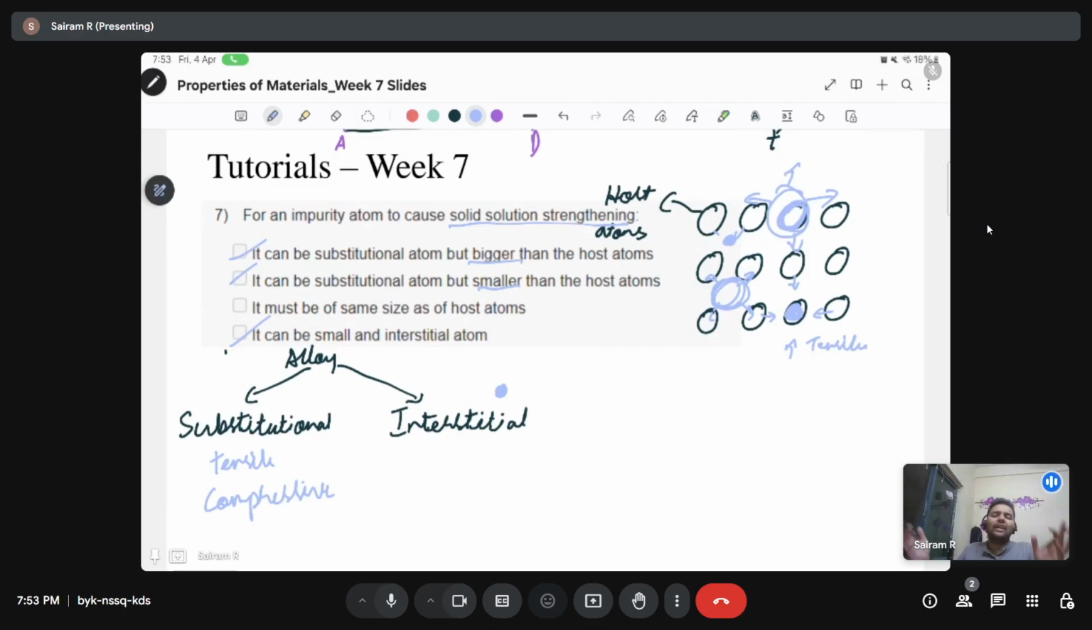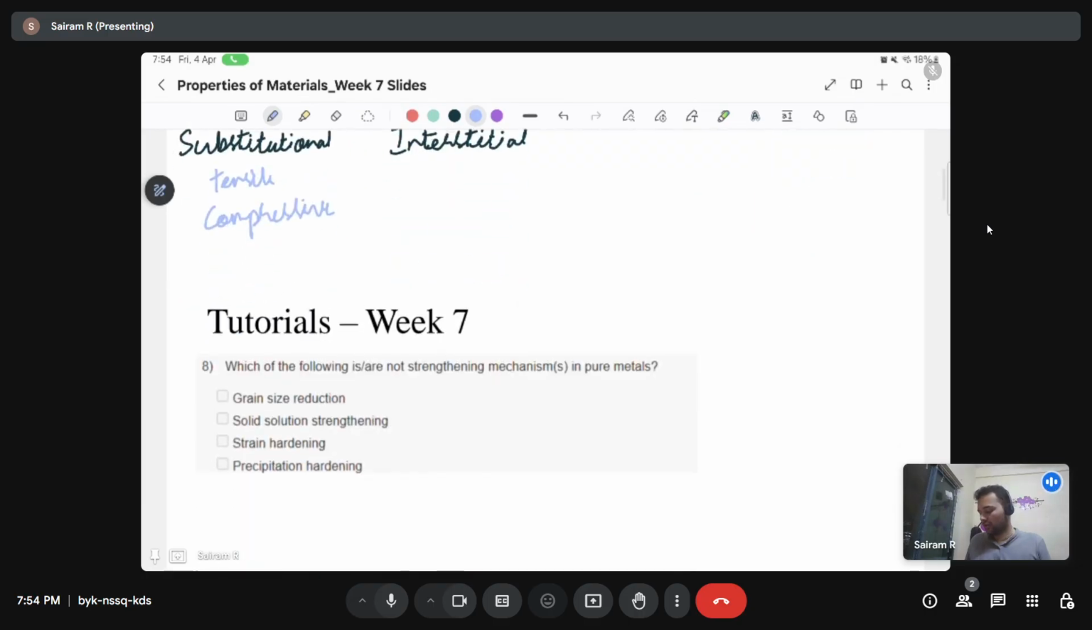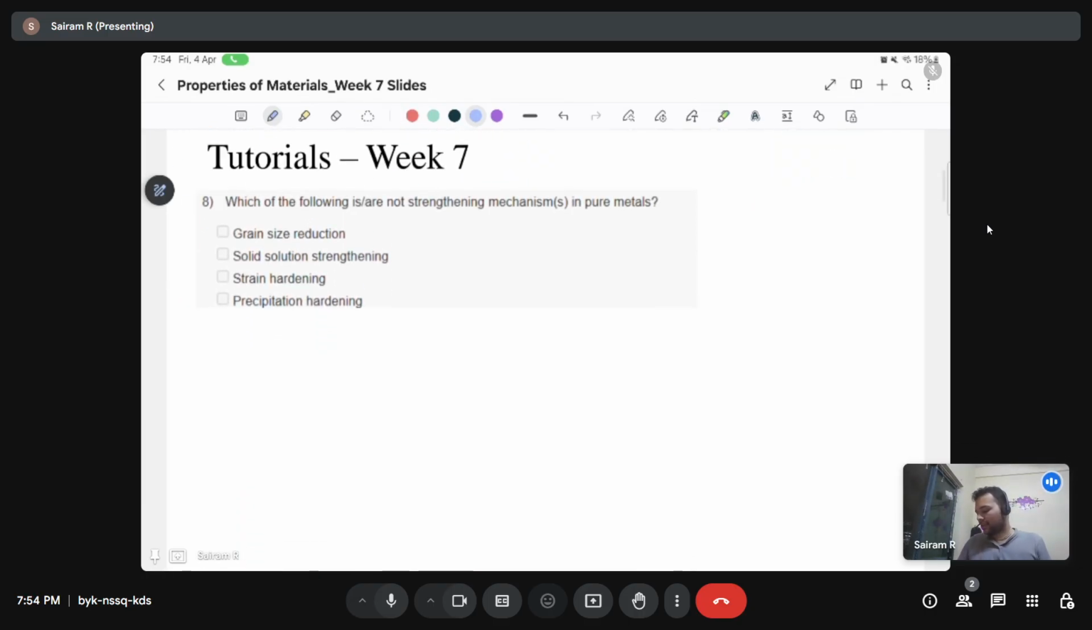Why can't my atom be of the same size as the host atoms? If that is the case, it is going to seamlessly replace my host atoms, and it is not going to create any lattice distortion. It is not going to have any strain effects in my lattice. So in such a case, how is it going to improve my material at all? How is it going to provide strengthening to my material at all? So that is not the right answer. Okay, moving on.